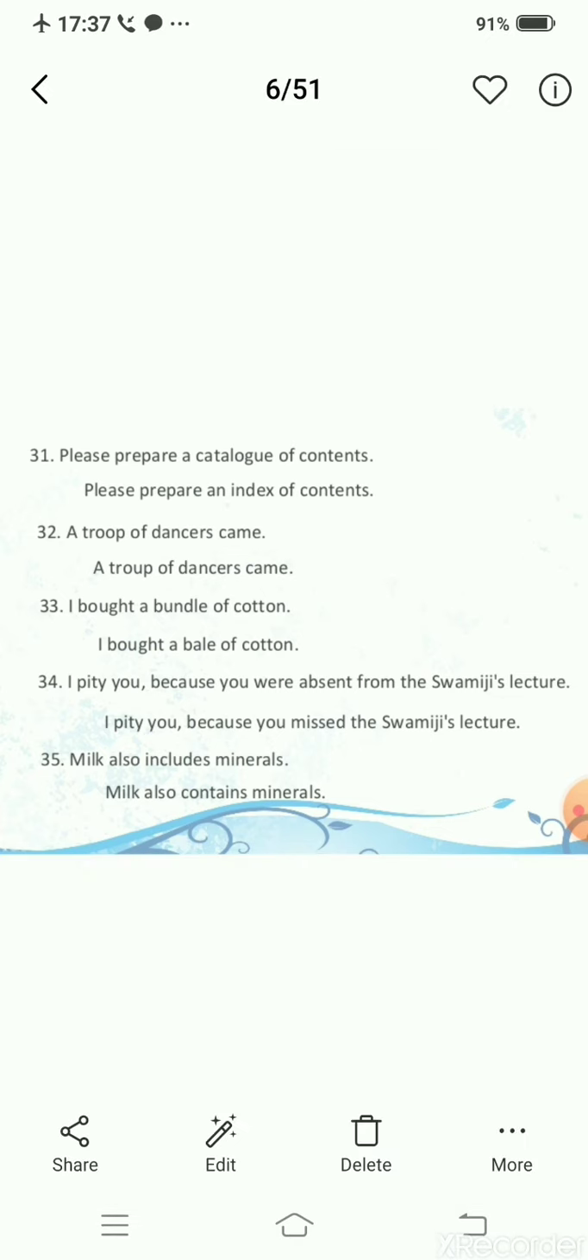I bought a bale of cotton. I pity you because you missed the Swamiji's lecture. That "absent from lecture" is not convenient to speak, so while reading also we can catch it. Milk also contains minerals. Yes, the second version is the correct version.